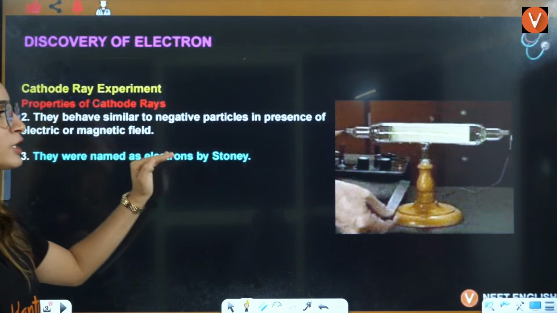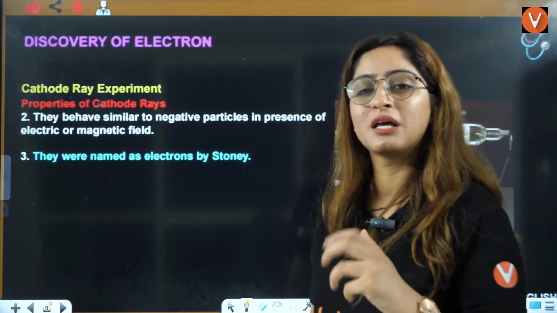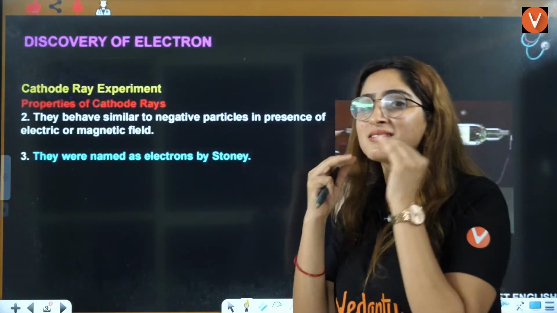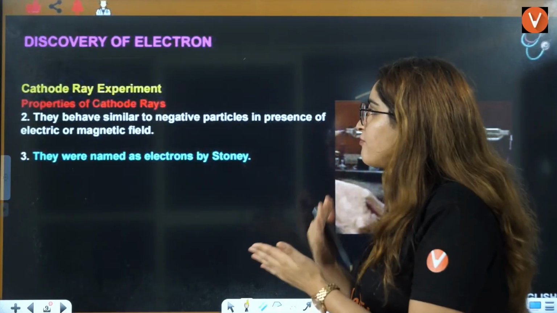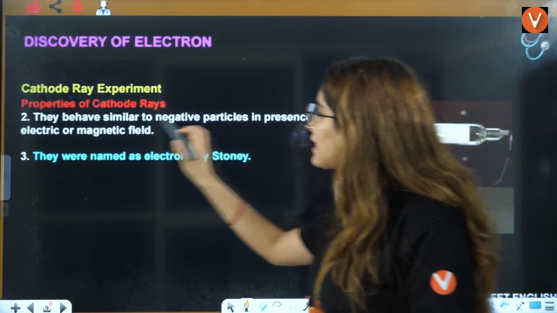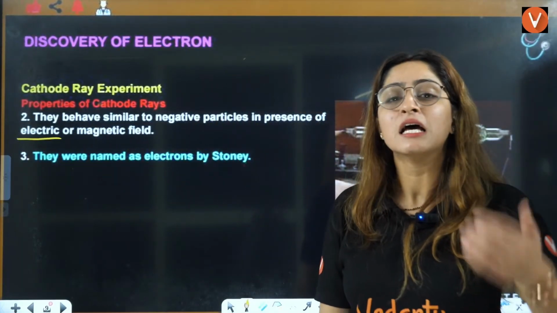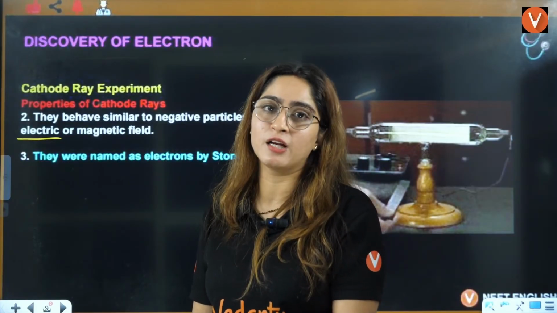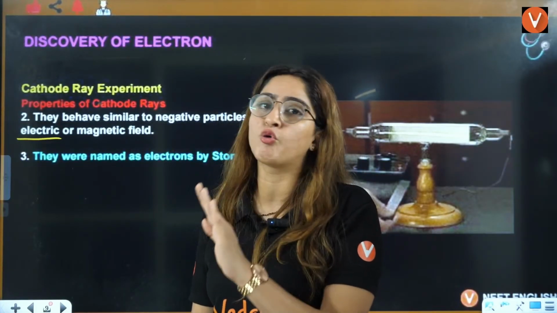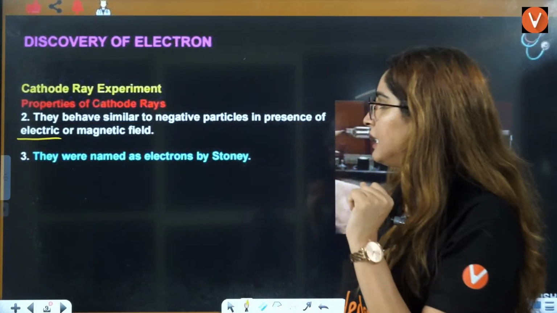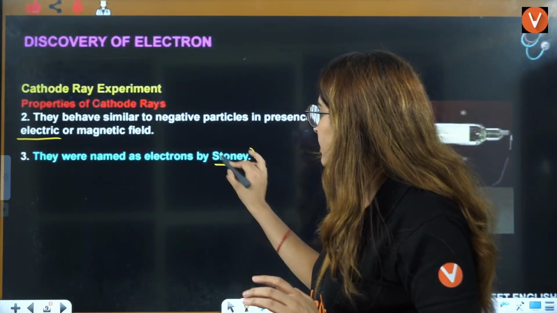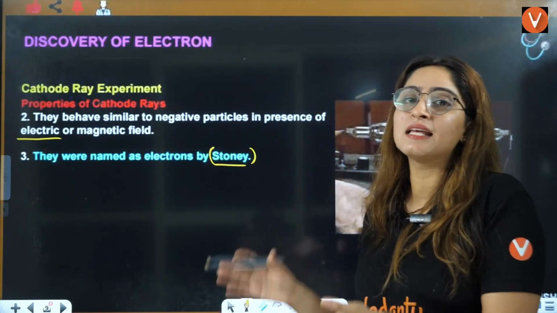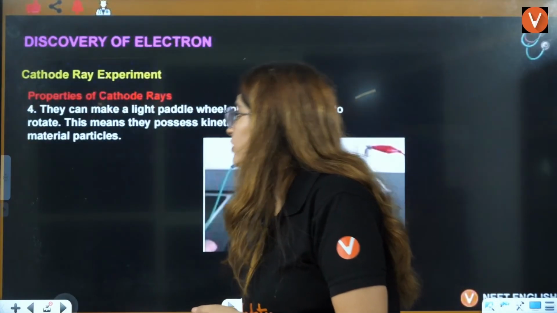Second is they behave similar to negative particles, right? So, that's why first is they are getting attracted to the positive terminal, right? That means they are behaving like the negative particle. Now, this I just showed you, how in electric field they are attracted towards the positive part. So, that's how negative particle behaves. This tells us that these cathode rays are negatively charged. Next, they were named by Stoney, right? Stoney named them that these particles that are inside these cathode rays, these are electrons.